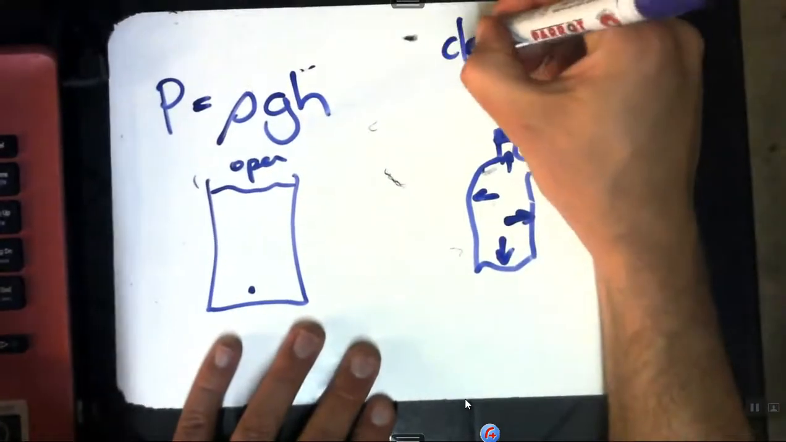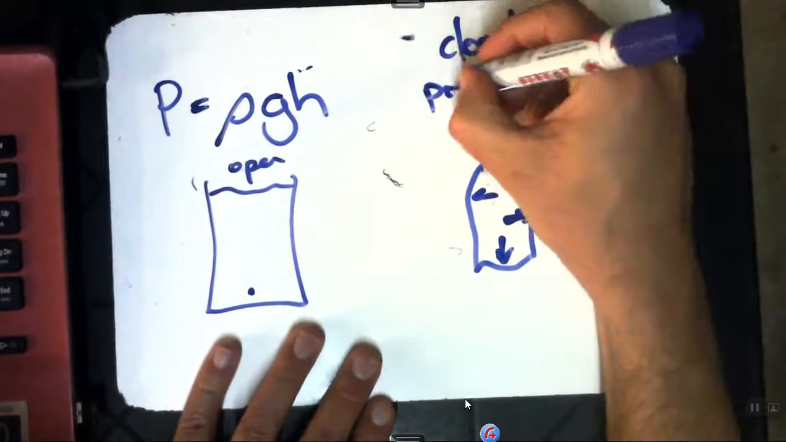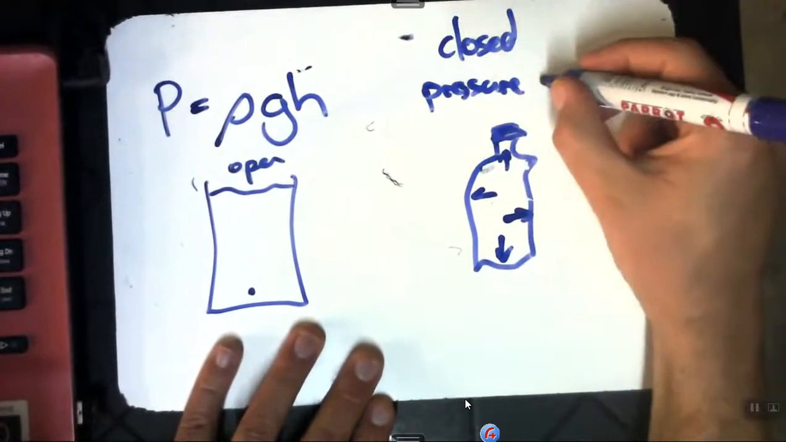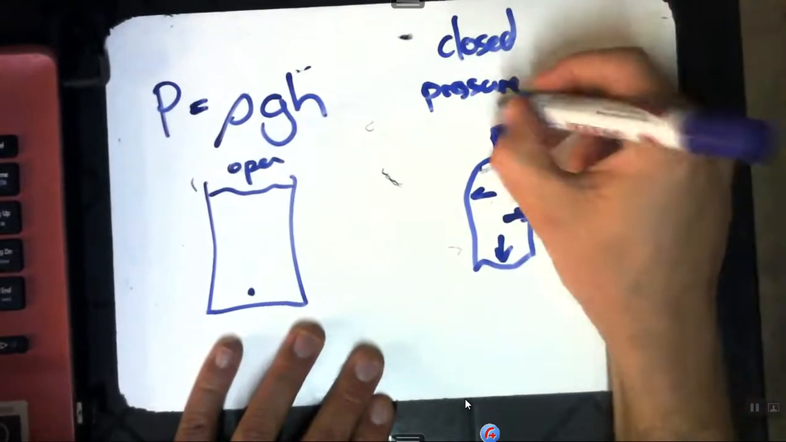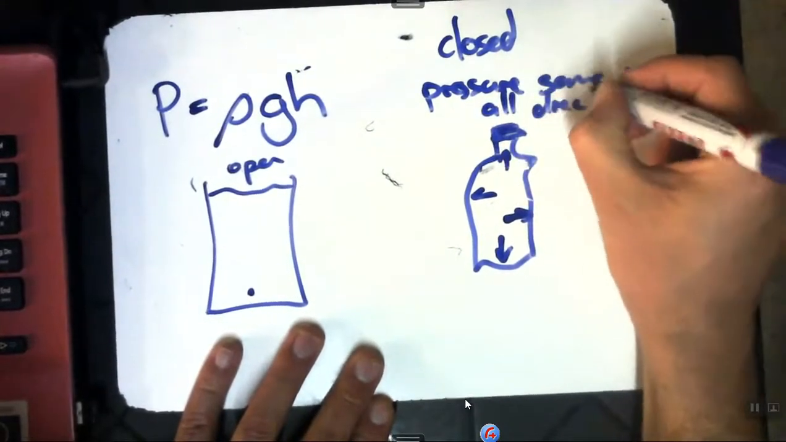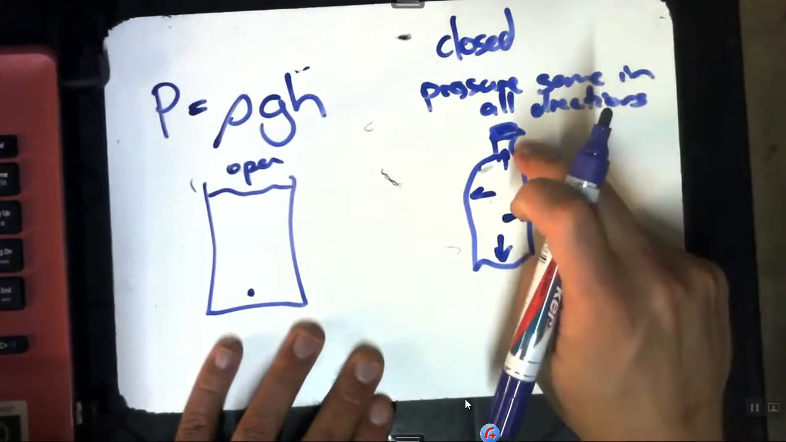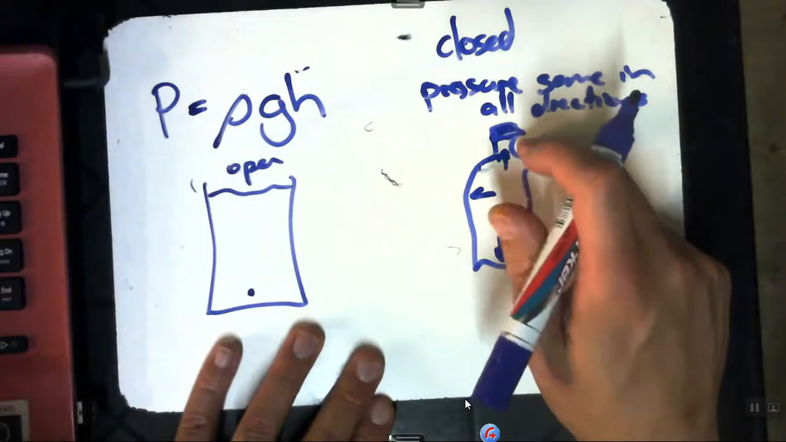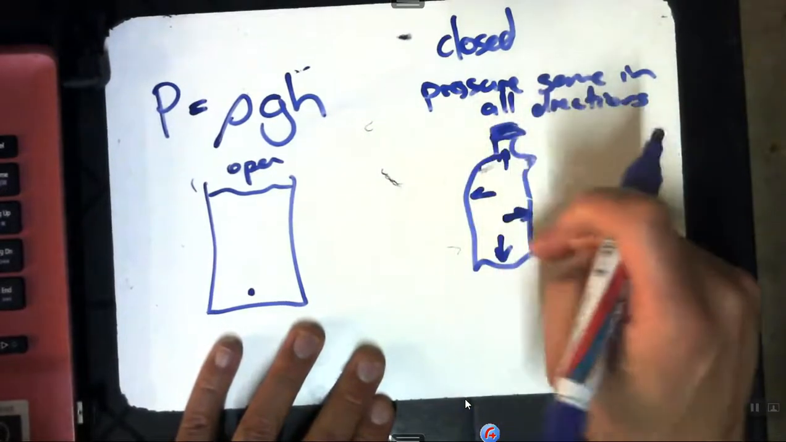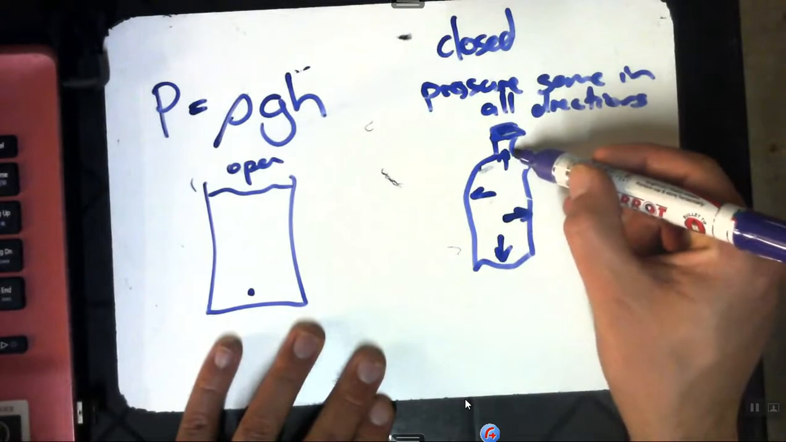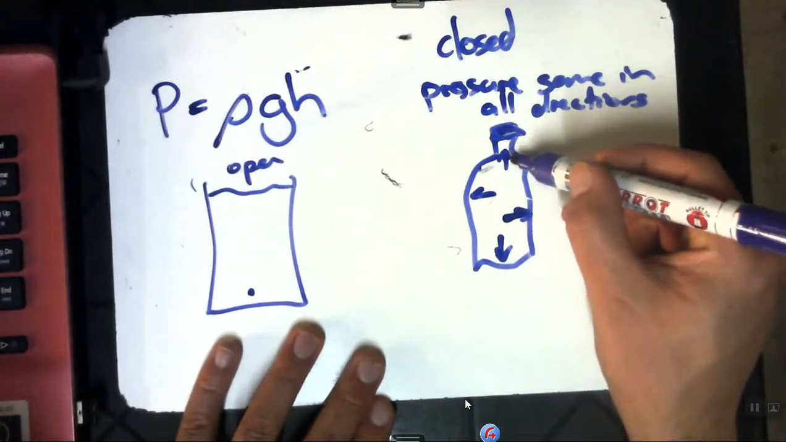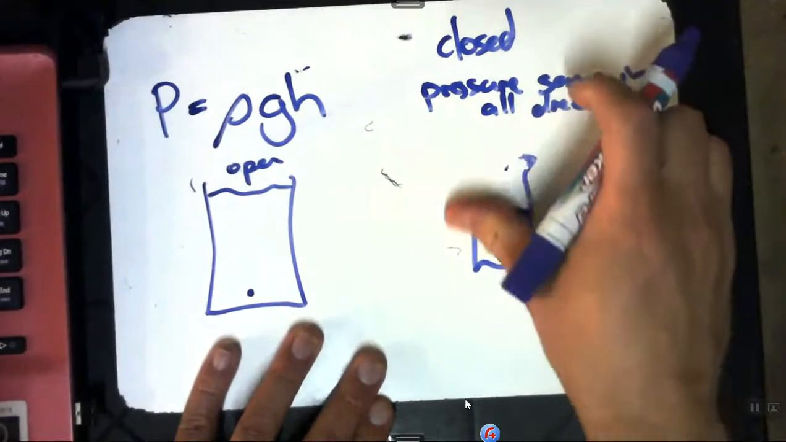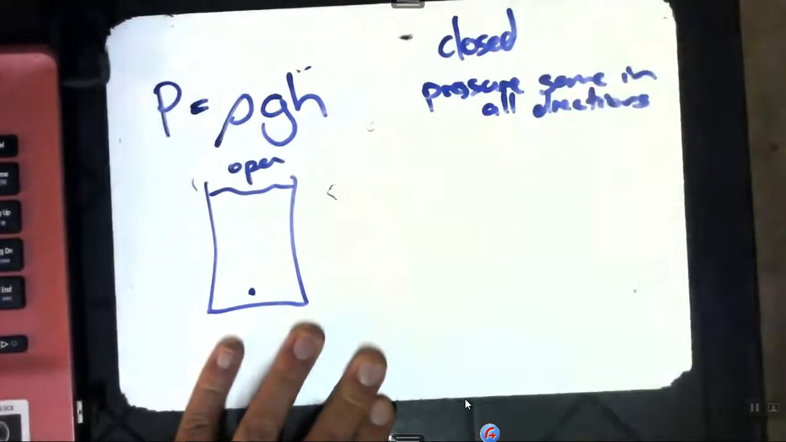So in a closed system, pressure is the same in all directions. So if I apply pressure at the top, the amount of pressure that I apply will be applied to all the particles. I'm pushing the particles of the liquid here, which in turn is pushing all the particles on the side of the liquid. So we have the same pressure throughout the liquid.